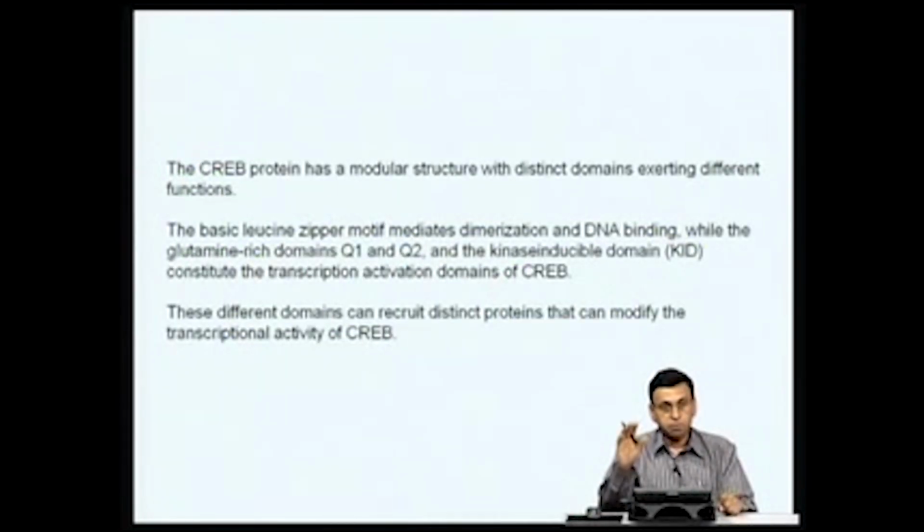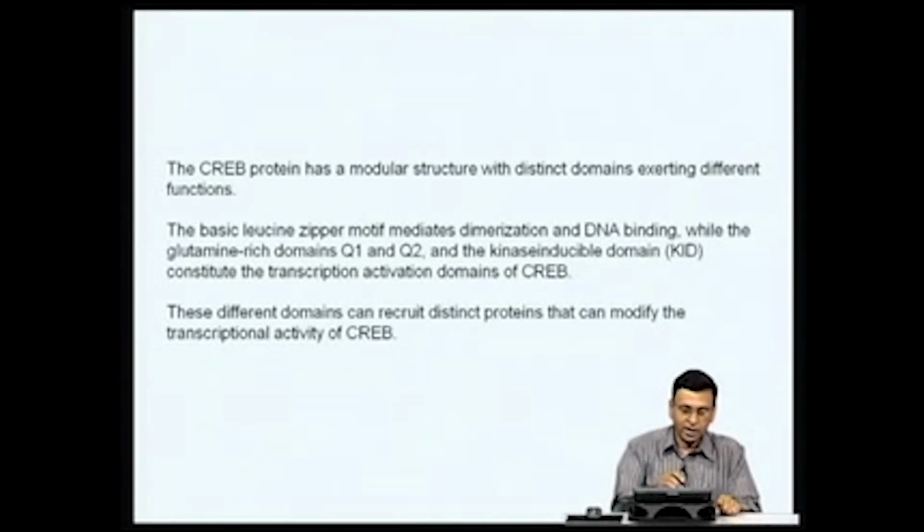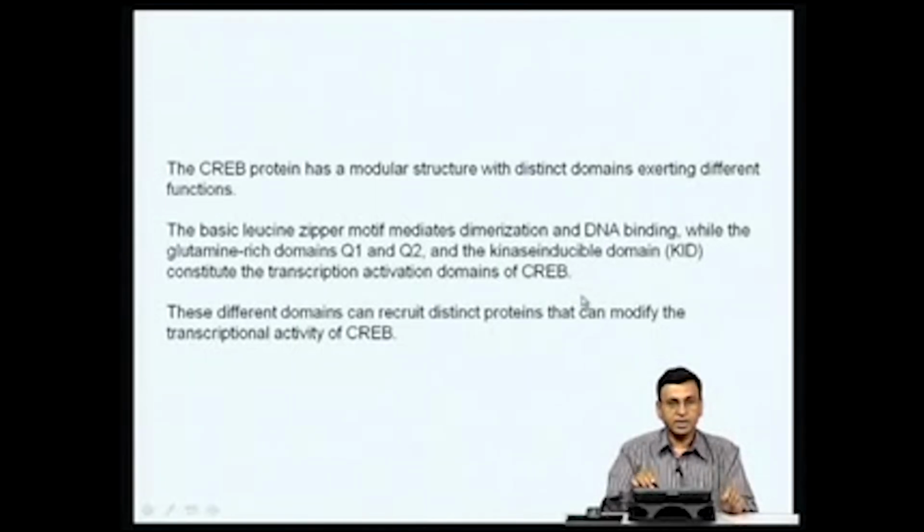Now the CREB protein has a modular structure with distinct domains, which, as I discussed earlier, contains the basic leucine zipper motif which mediates dimerization and DNA binding, while the glutamine rich domains Q1 and Q2 and the kinase inducible domain, which is the target for the CBP, constitute the transcription activation domain of cyclic AMP response element binding protein. Now these different domains can recruit distinct proteins that can modify the transcription activity of CREB.